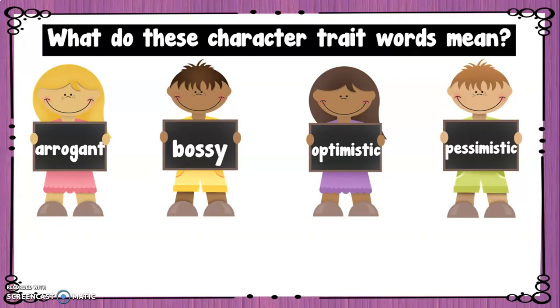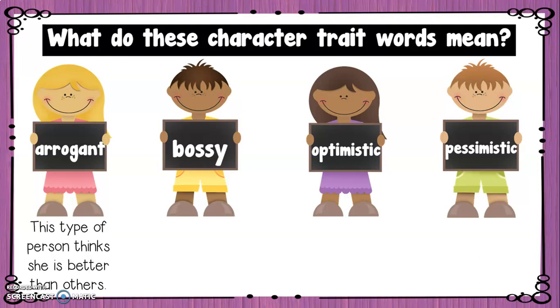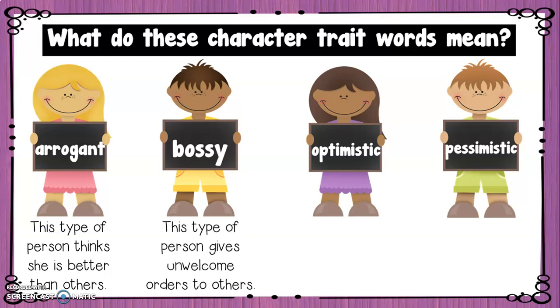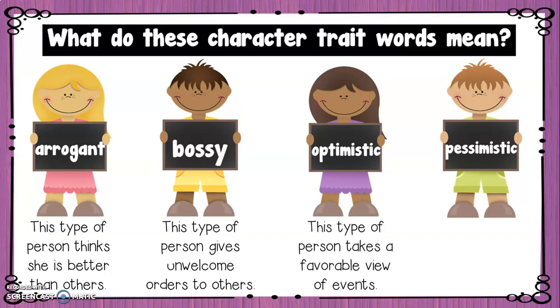Let's take a look at some other words. Arrogant, bossy, optimistic, and pessimistic. Arrogant is a type of person that thinks they are better than others. Bossy is someone who gives unwelcome orders to others. Optimistic is a type of person that takes a favorable view of events. And pessimistic is a person who expects only bad outcomes.